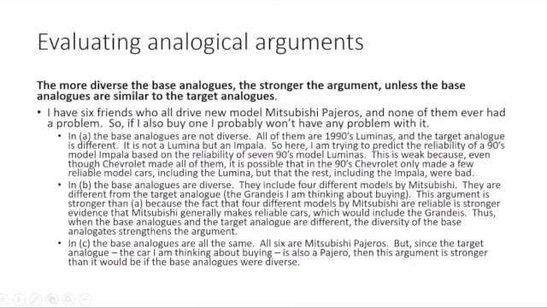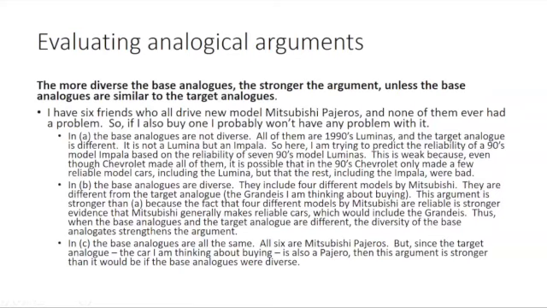Now, in A, the base analogs, as we saw, are not diverse. All of them are 1990s Luminas, and the target analog is different. It's not a Lumina, but an Impala. So here I am trying to predict the reliability of a 90s model Impala based on the reliability of 7 90s model Luminas. This is weak because even though Chevrolet made all of them, it's possible that in the 90s Chevrolet only made a few reliable cars, including the Lumina, but that the rest, including the Impala, were bad.